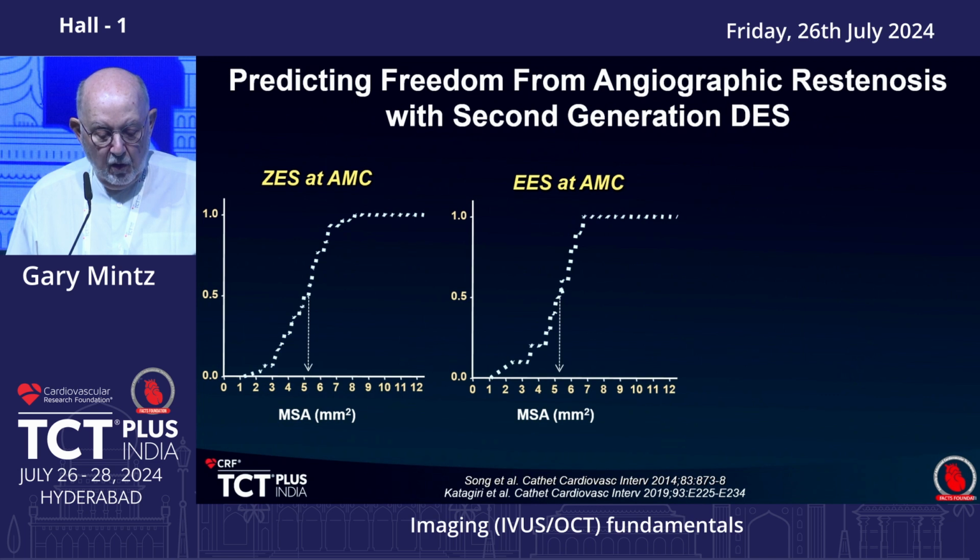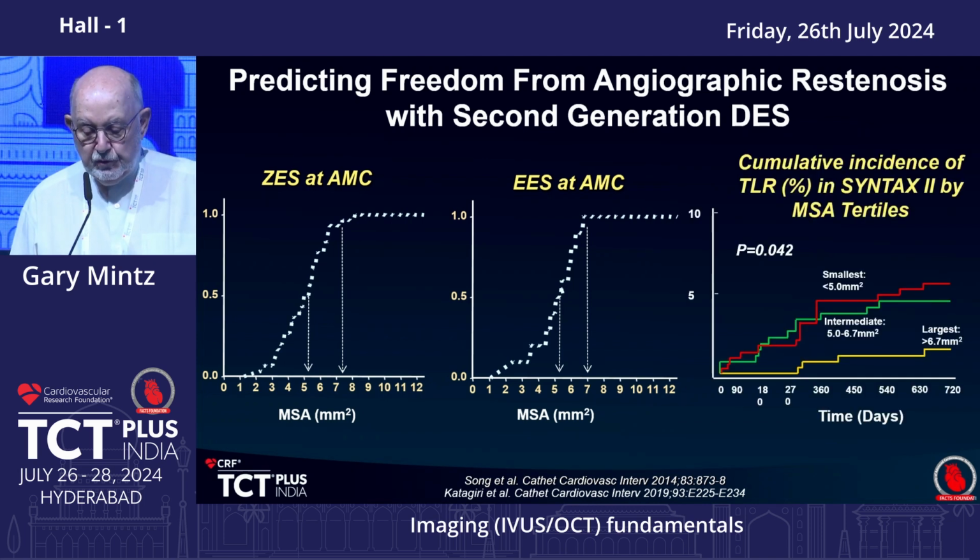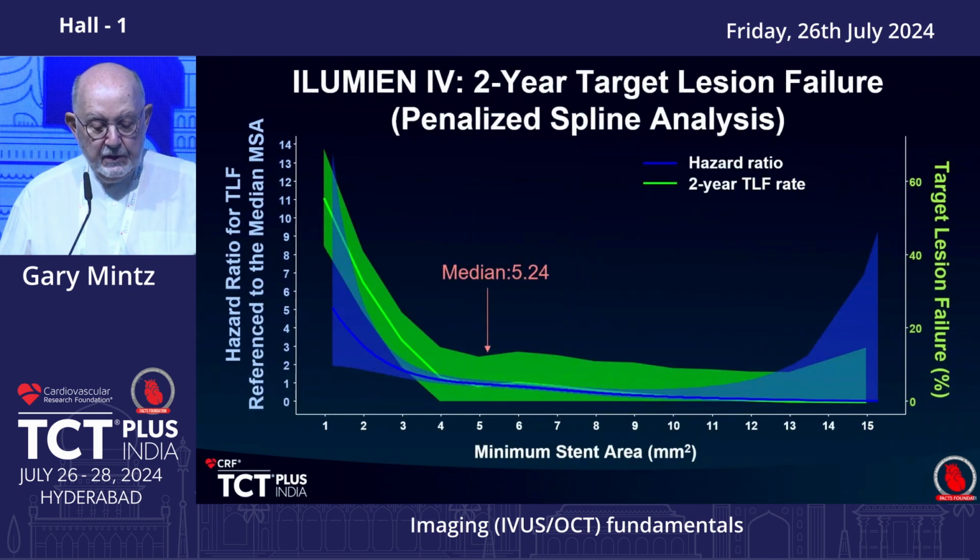But if you can go from 5.5 to about 7, you can effectively abolish restenosis in non-left main lesions, and that was also shown in SYNTAX II. Most recently with ILUMIEN IV, almost the exact same number. By OCT, at an MSA of 5.2 and lower, the event rate skyrockets. Larger than 5.2, almost no events.